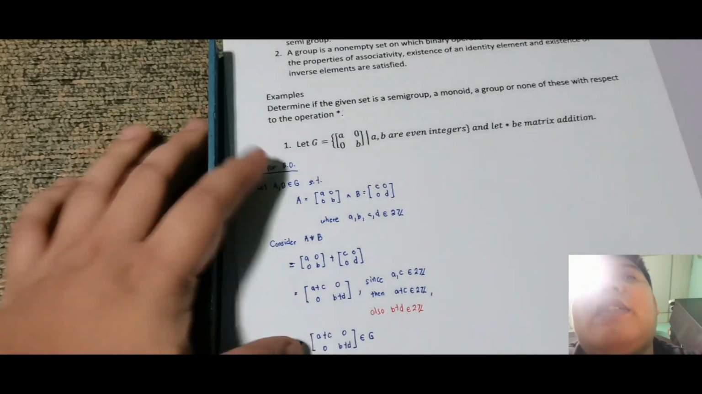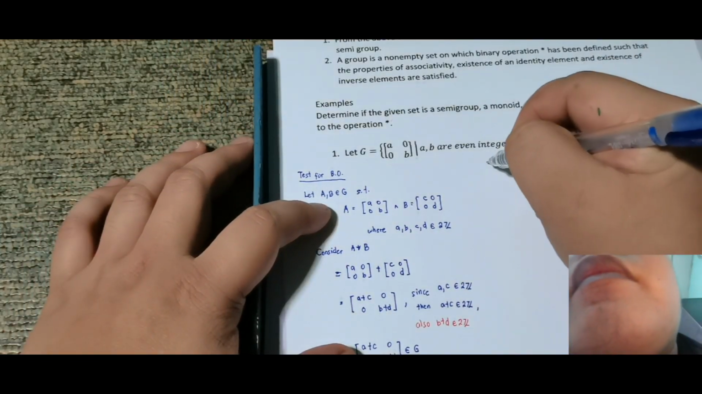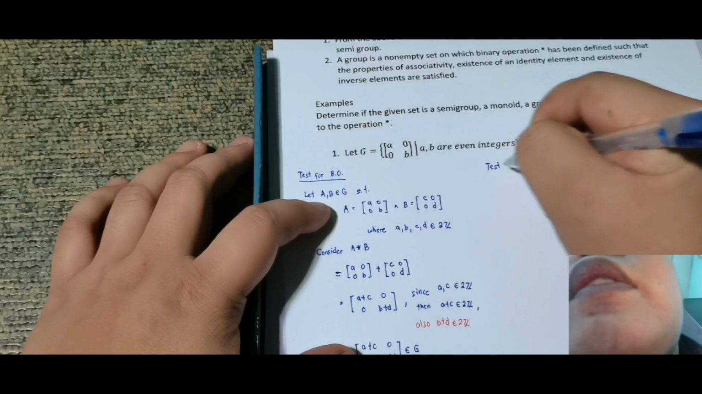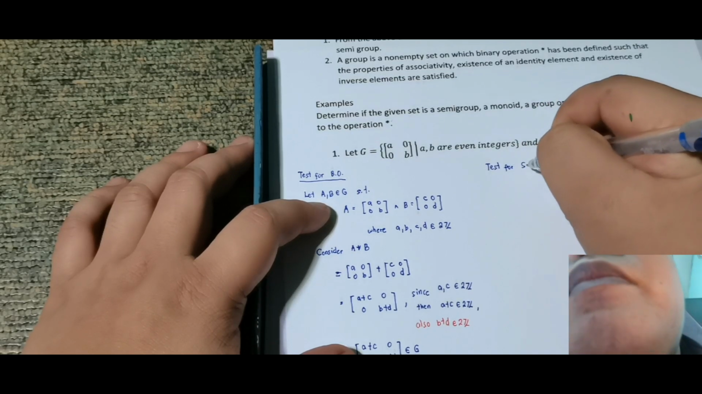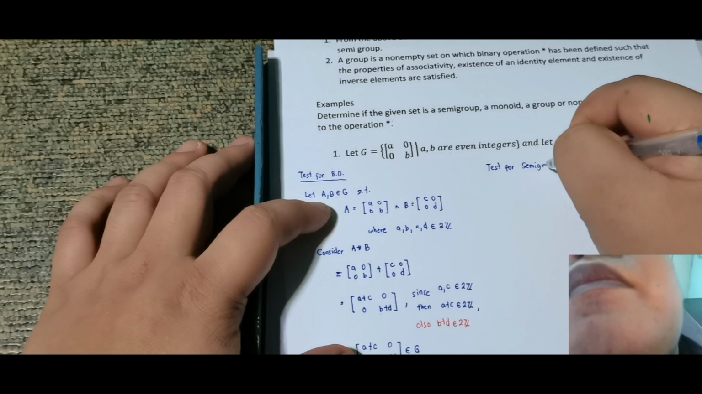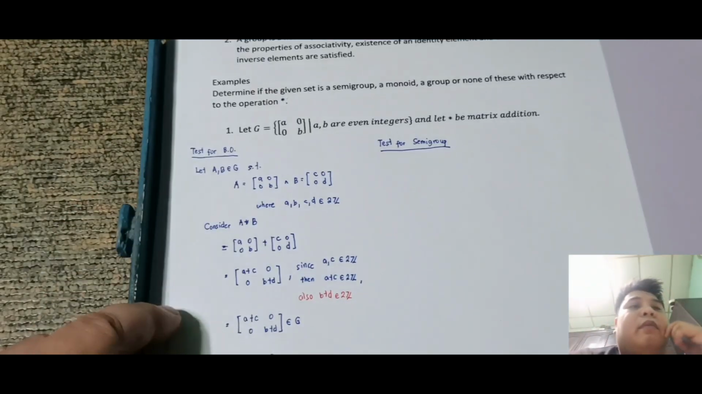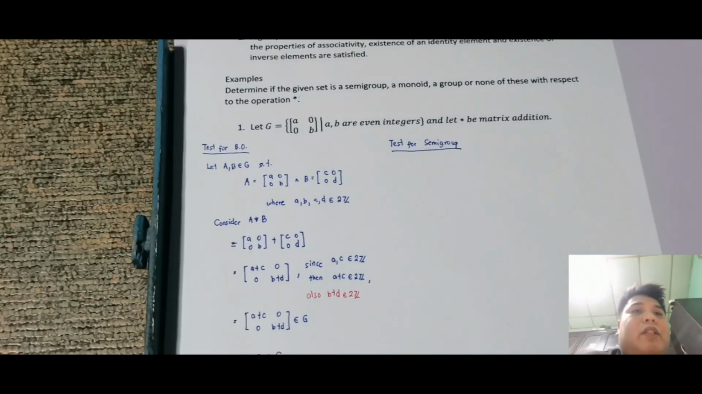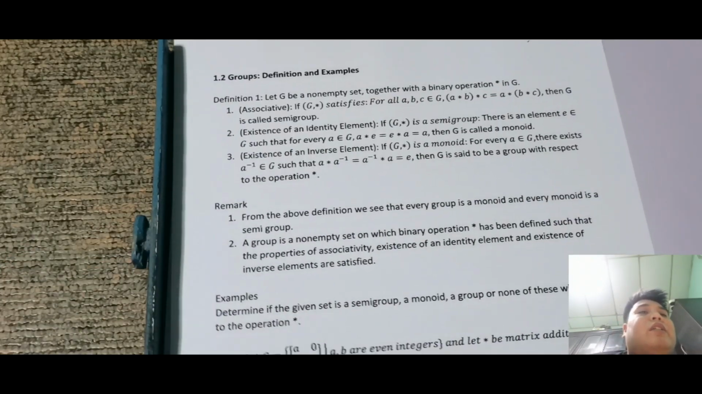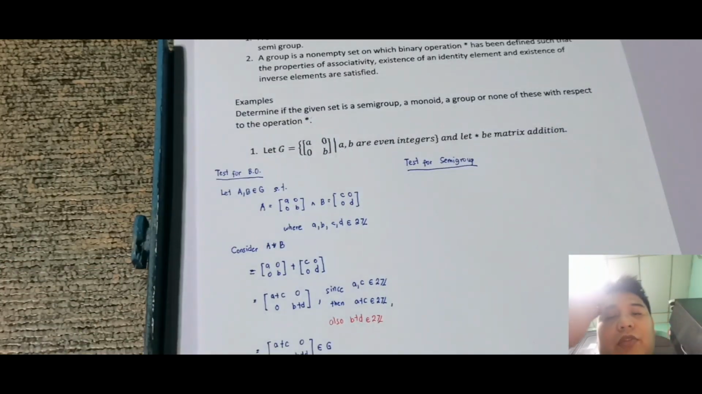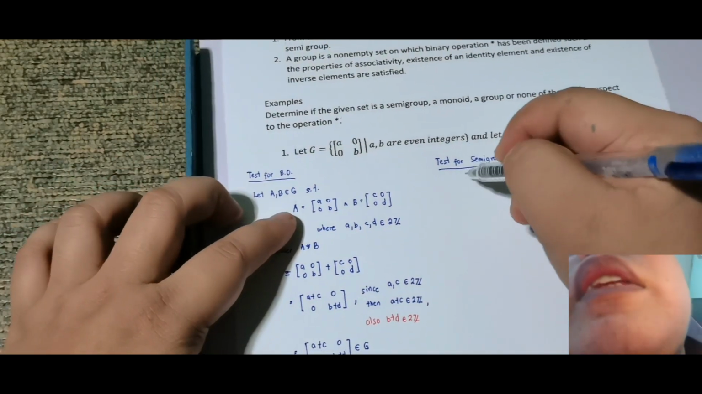Okay, so for next test, test for semigroup. So ito medyo mahaba. Okay, so again, ito medyo mahaba na siya, no? So since test for semigroup, since alam natin siya ay defined sa binary operation, maglilet tayo ng tatlong element dito kasi sa semigroup kailangan natin ang A asterisk B asterisk C. Okay, so check natin.